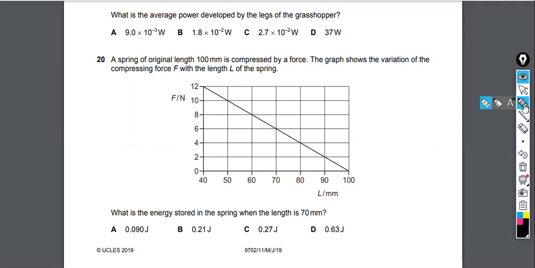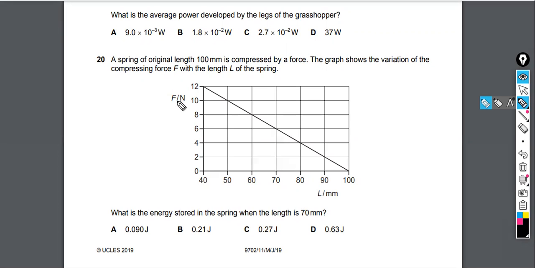It says a spring of original length 100 millimeters is compressed by a force. The graph shows the variation of the compressing force F with the length L of the spring. And we're trying to answer: what is the energy stored in the spring when the length is 70 millimeters?